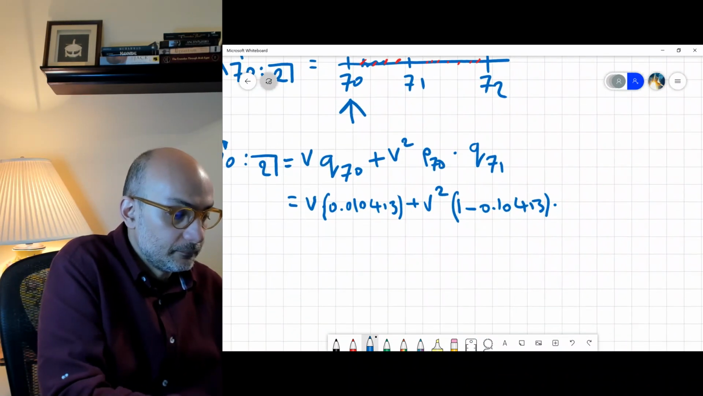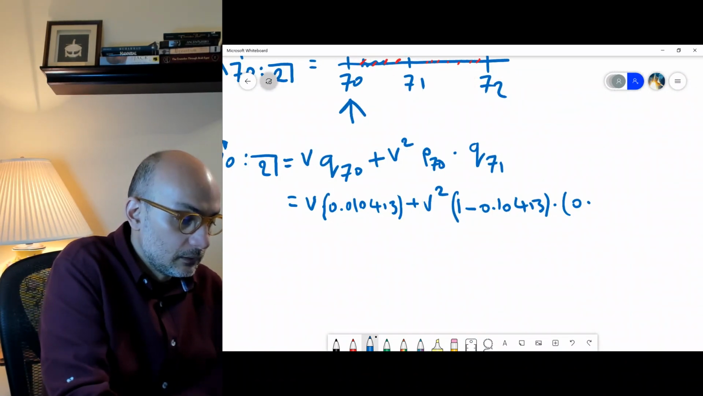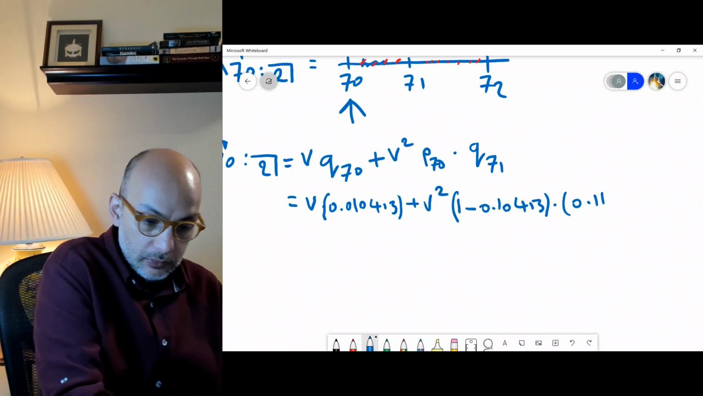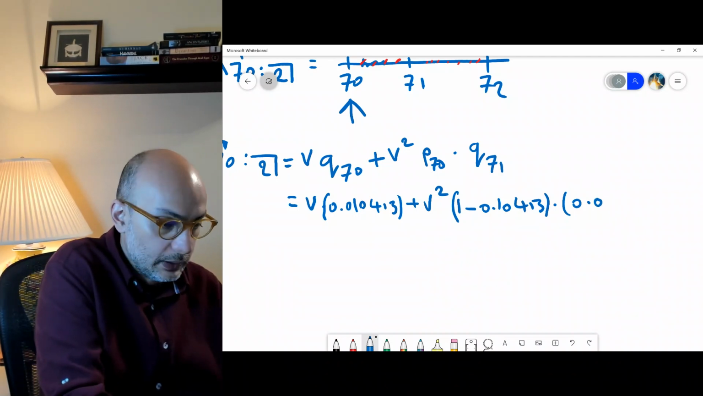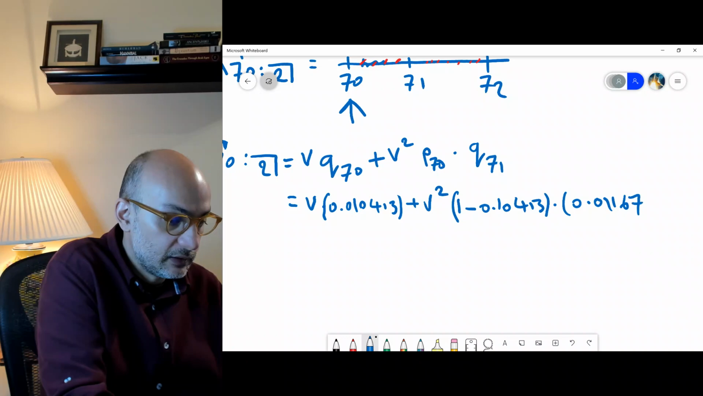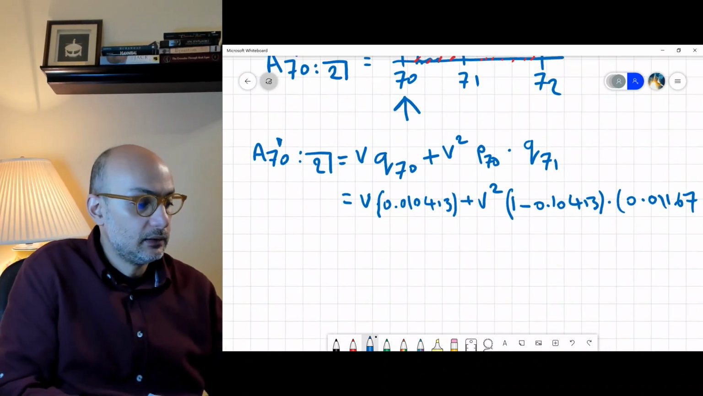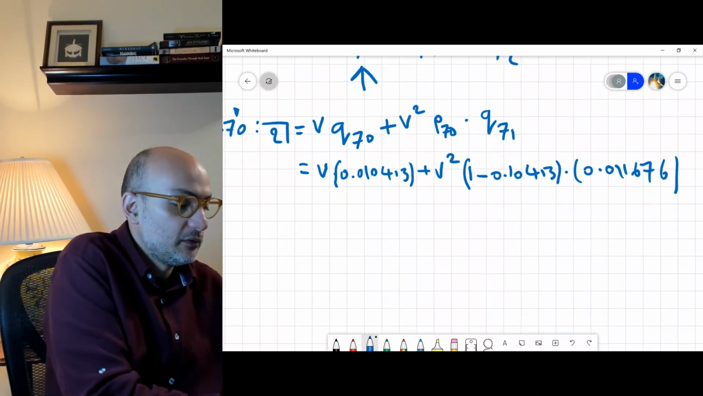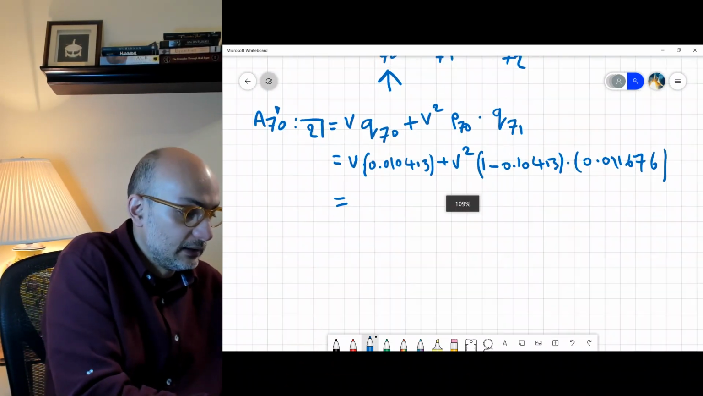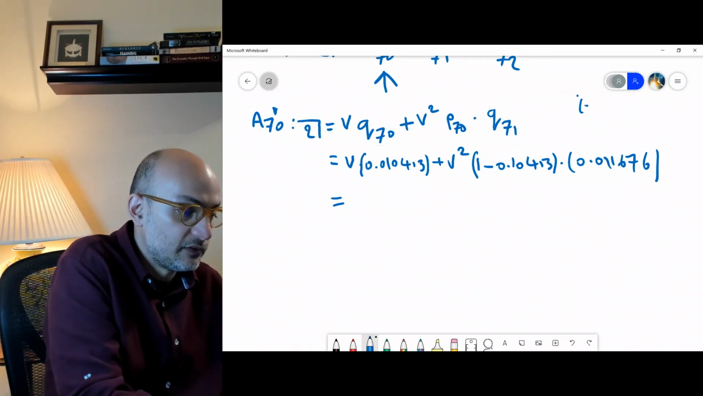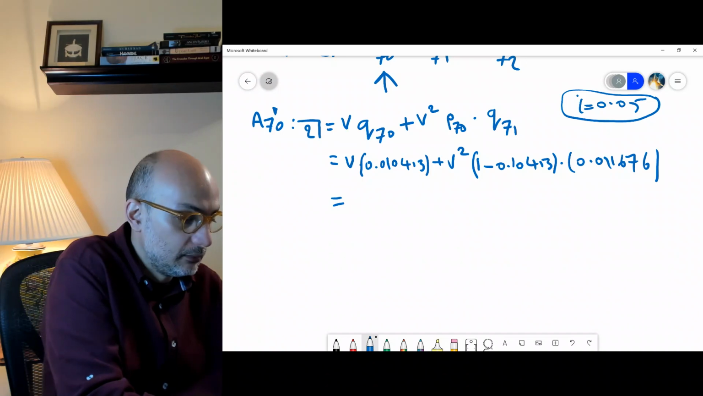01167. Sorry, there is a 0. 11676. Right. So you do it for 2 terms. Now you can calculate this one if you use your calculator. And remember, i is 5%.